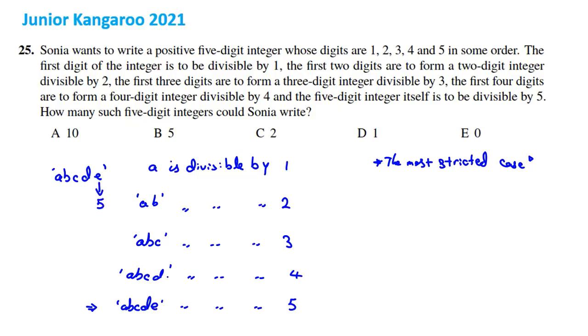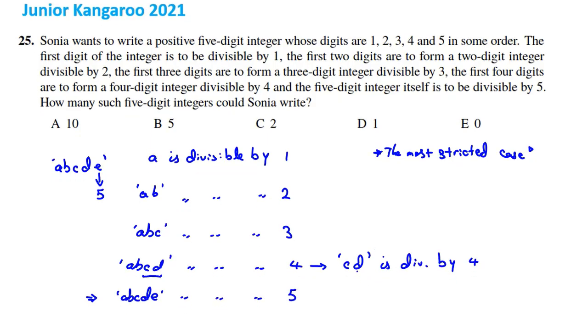Now let's consider this one. ABCD is divisible by 4. The last two digits should be divisible by 4. So we conclude CD is divisible by 4. So what are the cases? D should be even, so it should be 2 or 4. If it is 2, 12 is good. 32 also is good. Let me write 12 good, 32 good.